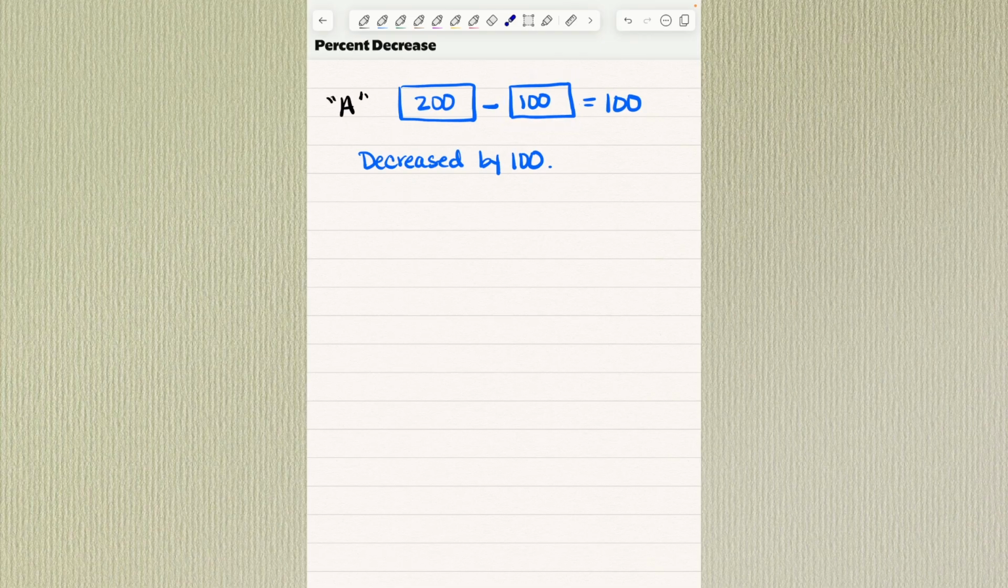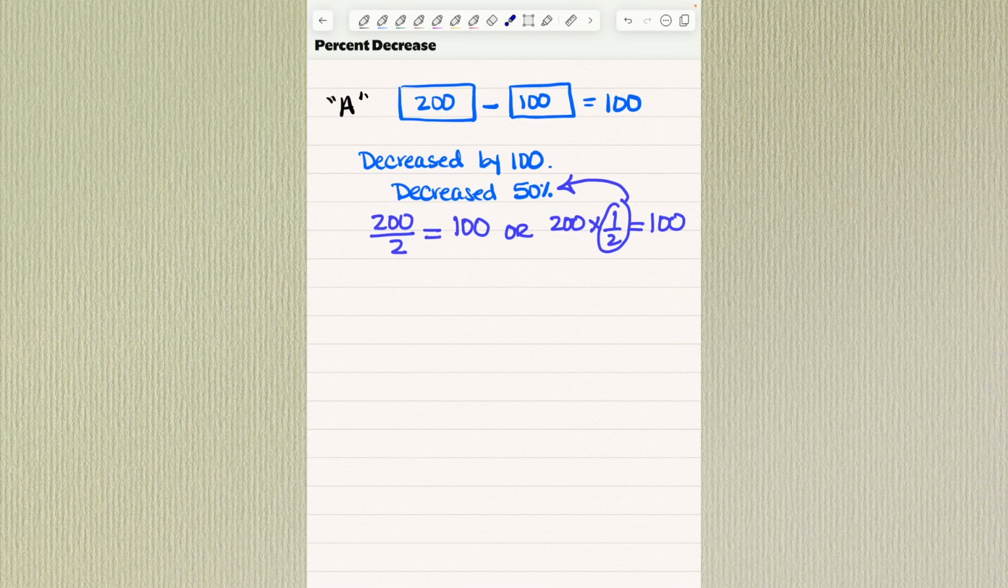Well, 100 represents what? Well, 200 is 100 plus 100. So it's just one of the 100s that you took out of the 200. So you decreased by 100. You decreased by what? 50%. Now, how did I know that was 50%? Well, 100 is half of 200. Would you agree? So basically what you said was, okay, 200, when I divide by 2, that's 100, right? Or another way to write it is 200 times 1/2. That's still 100. So what you did was you decreased the 200 by 50%.